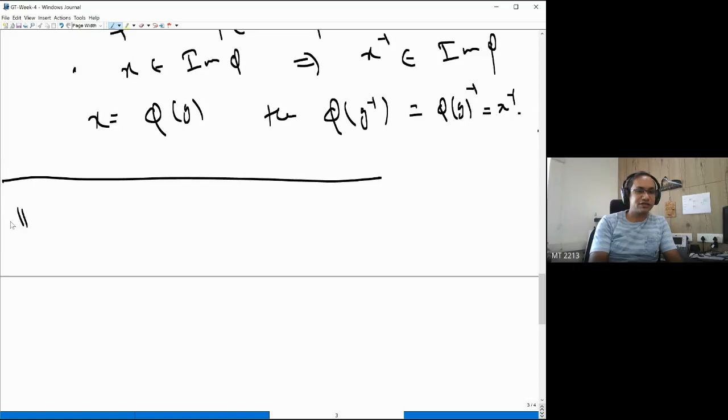So the next way of producing a group is this: suppose I am given a group G, G is a group, and suppose I have H, a subgroup of G.